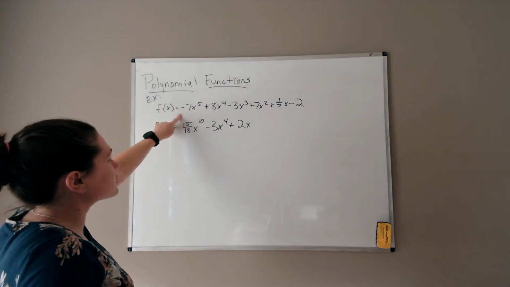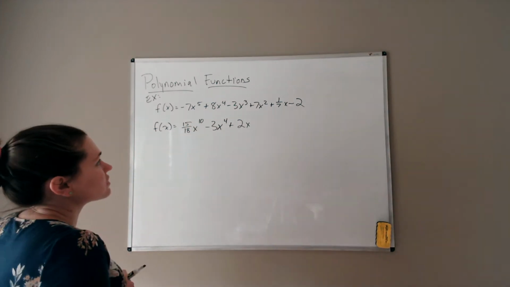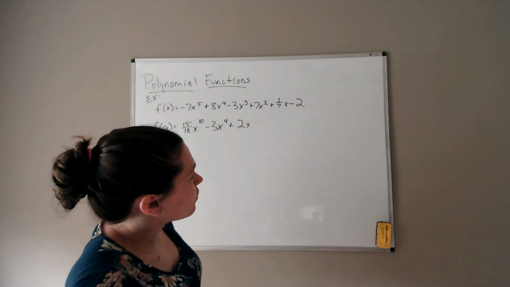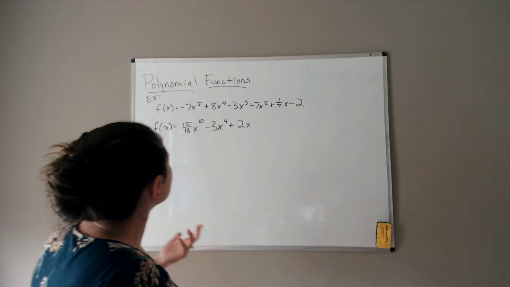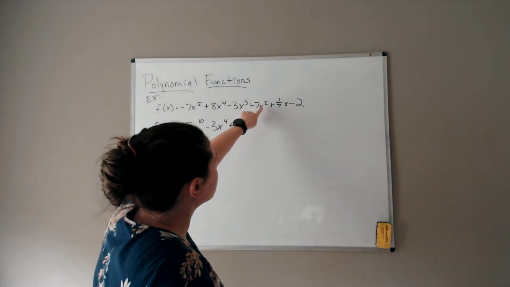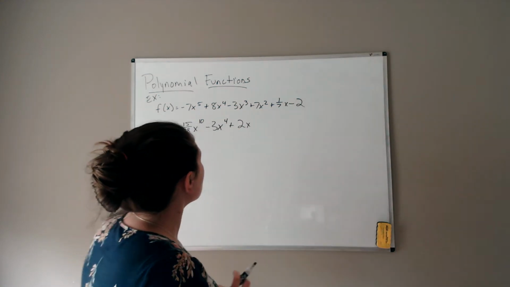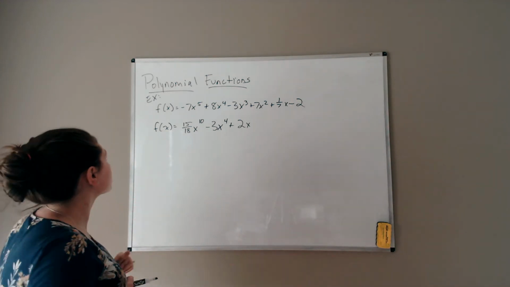f of x equals negative 7x to the fifth plus 8x to the fourth minus 3x to the third plus 7x squared plus 17x minus 2. So notice, integer exponents only, okay, and that they are non-negative integer exponents.